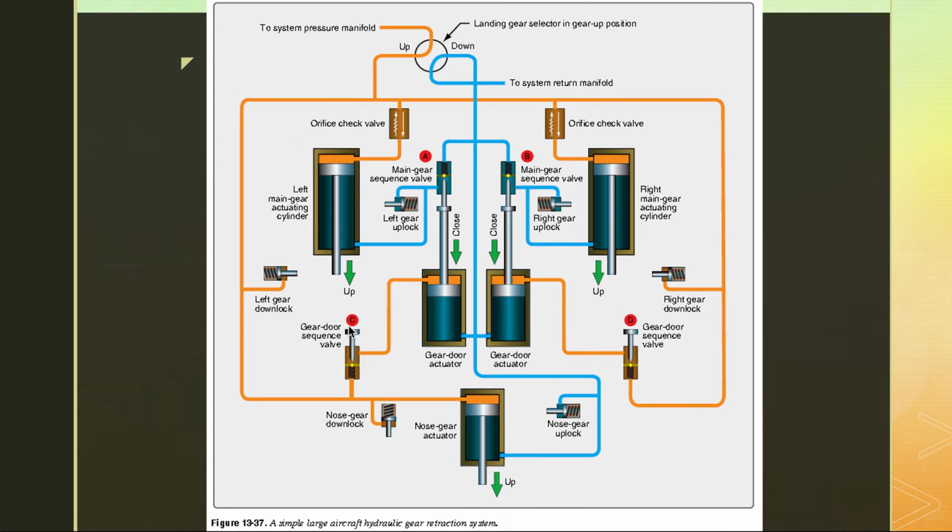And once the landing gear is up, it closes the sequence valve, and the gear door closes behind the wheels. So these systems get really complex really fast once you start getting bigger. So again, learn the aircraft that you're flying.